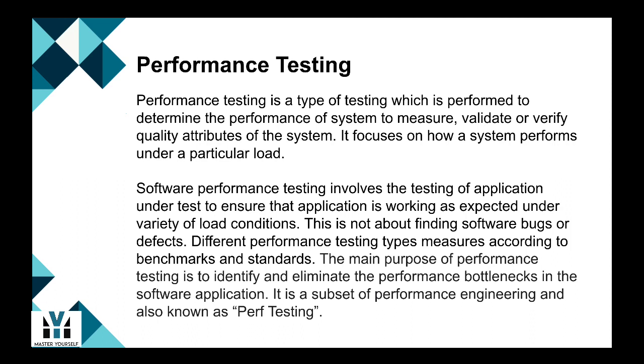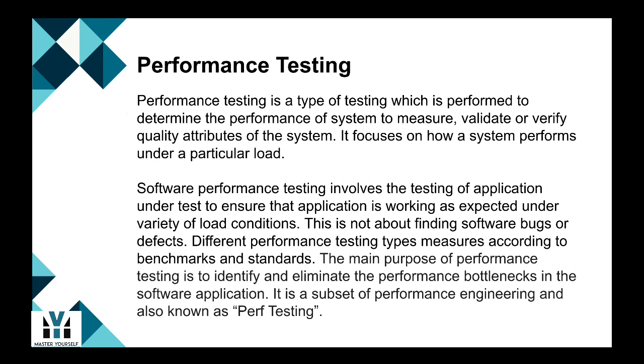Software performance testing involves the testing of an application under test to ensure that the application is working as expected under a variety of load conditions. This is not about finding software bugs or defects. Different performance testing types are measured according to benchmarks and standards. The main purpose of performance testing is to identify and eliminate the performance bottlenecks in the software application. It is a subset of performance engineering and is also known as perf testing.